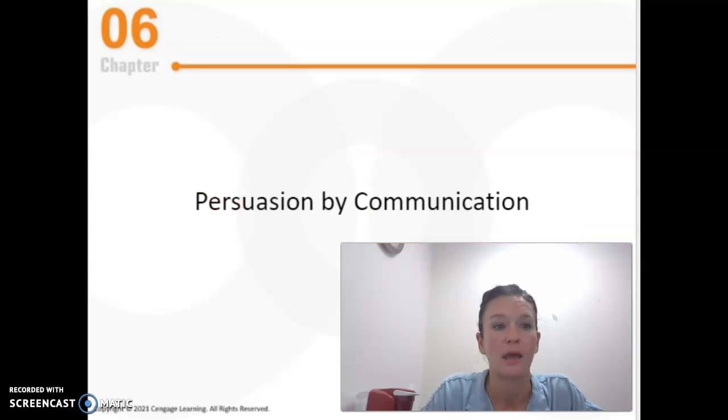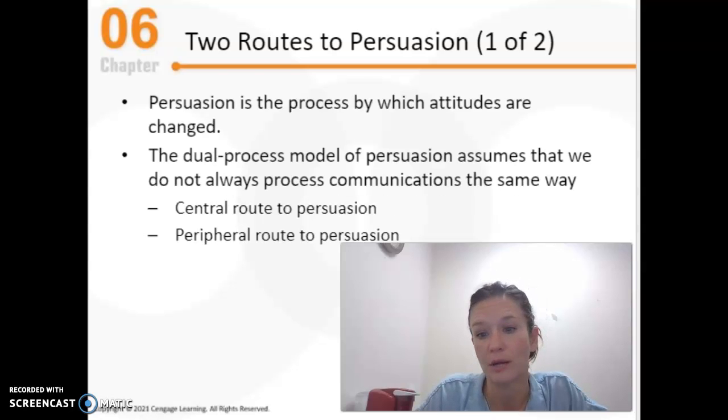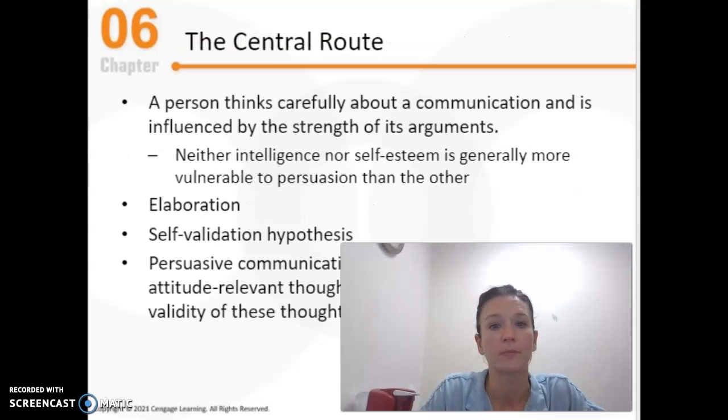Let me see. How are we persuaded to change our minds? Through communication. There are 2 routes to persuasion. Persuasion is simply the process by which attitudes are changed. It's basically getting someone else to think what we want them to think. The 2 modes or processes of persuasion are the central route to persuasion and the peripheral route to persuasion.